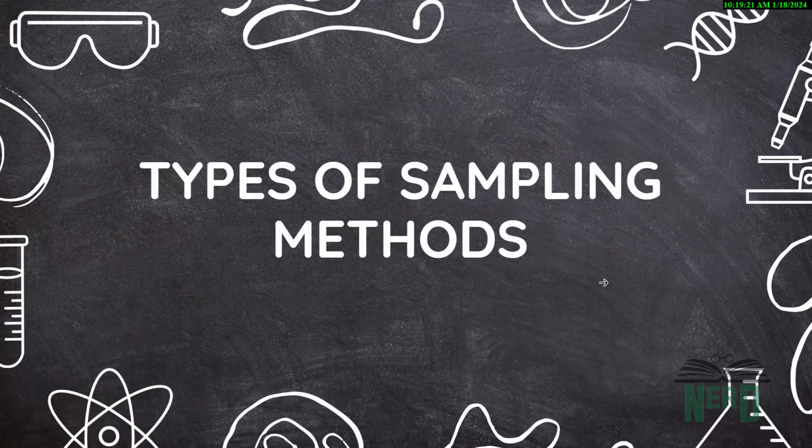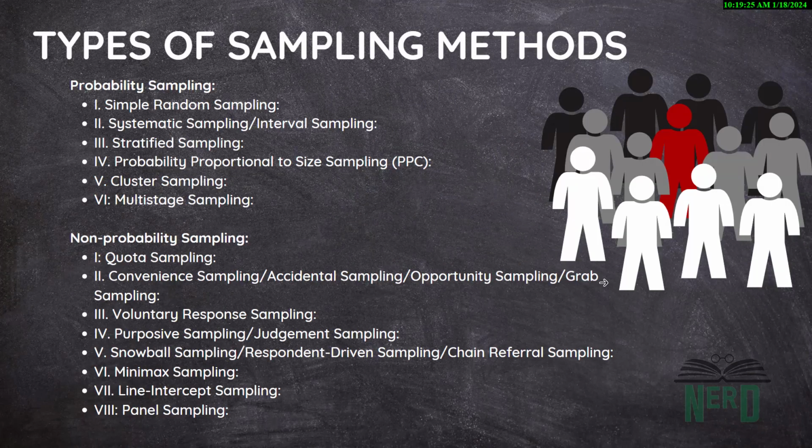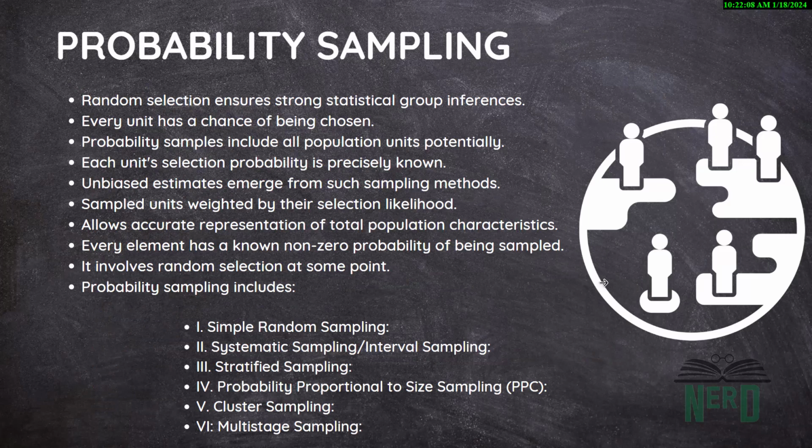So let me tell you the types of sampling methods, right? So remember, as I told you, we have two sampling methods. One is probability sampling and another is non-probability sampling. So you might be wondering, what is probability sampling? Well, imagine you have got a big group like everyone in your school, and you want to know what they think of or how they behave, but checking with everyone is a huge task, right?